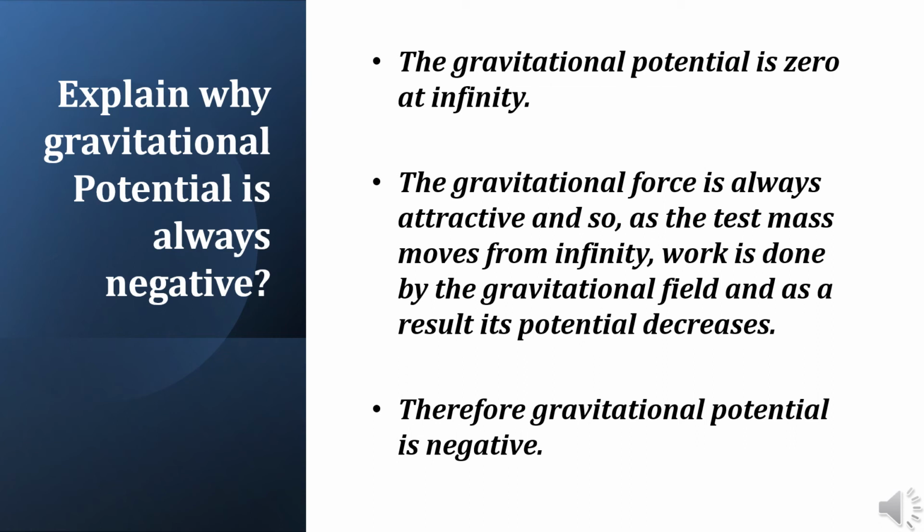Explain why gravitational potential is always negative. The gravitational potential is zero at infinity. The gravitational force is always attractive, and so, as the test mass moves from infinity, work is done by the gravitational field, and as a result its potential decreases. Therefore gravitational potential is negative.